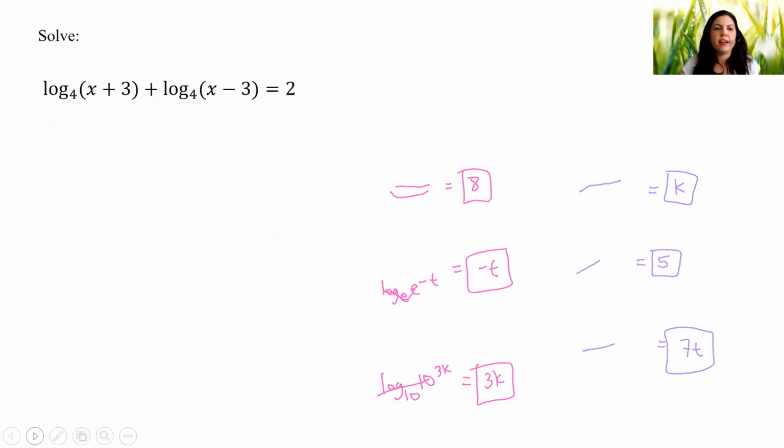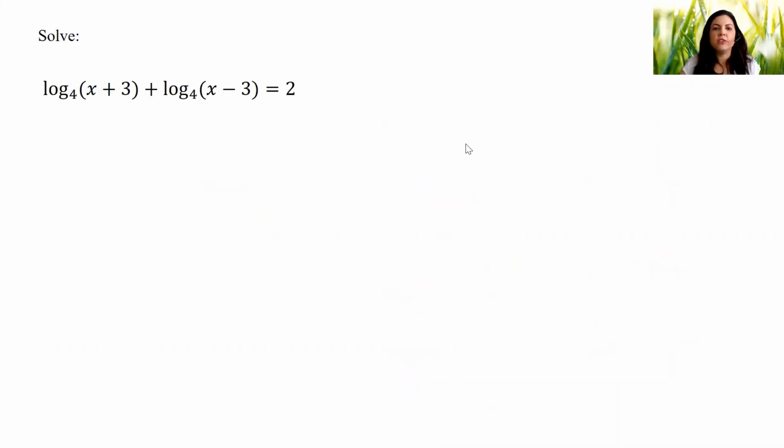And so finally, the last thing I want to do is demonstrate how this is going to be helpful for solving problems, because that's really the point. The reason we learn properties and rules and things like that is to be able to solve problems. That's what math is about, solving problems. So here I'm trying to find what value of x will make this equation true. We have log base 4 of x plus 3 plus log base 4 of x minus 3 equals 2. We're trying to solve for x. Let's think about what properties we can apply here.